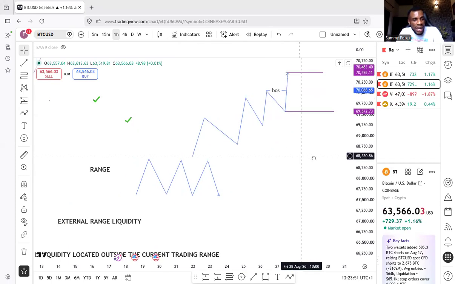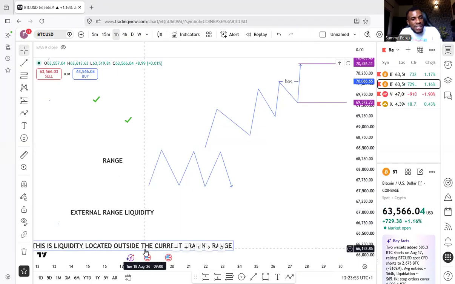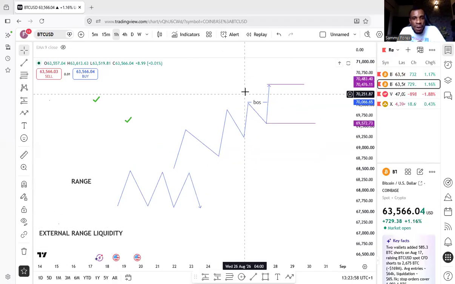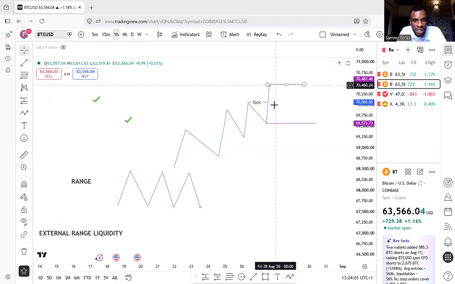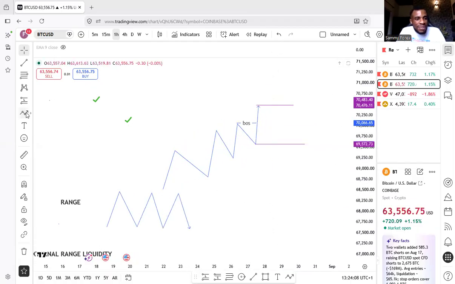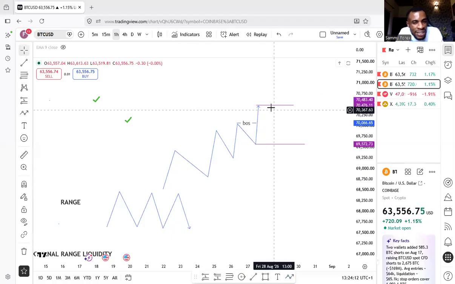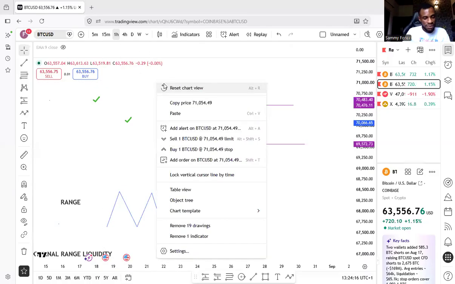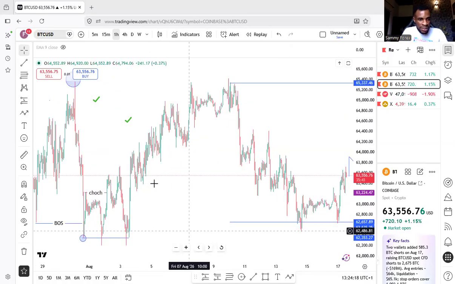Now let's see. External liquidity is liquidity located outside the current range. Outside, not inside. Inside is between this high and this low. But this one is outside, which means located outside. Now let's go back to our chart.